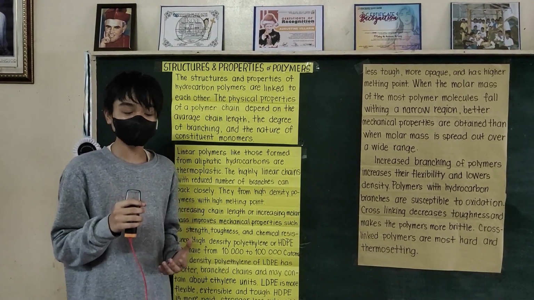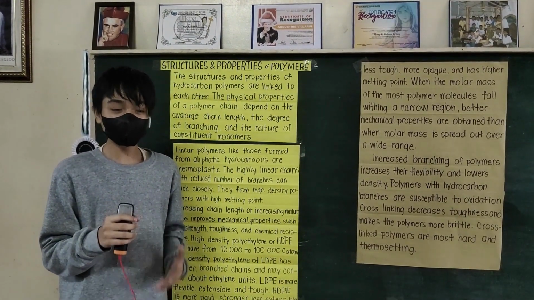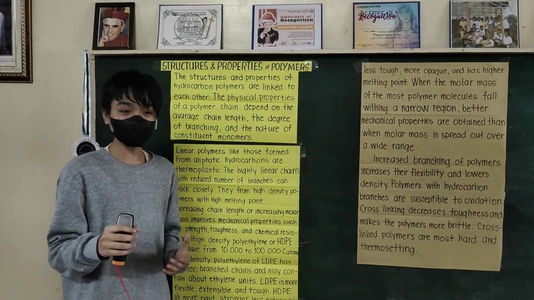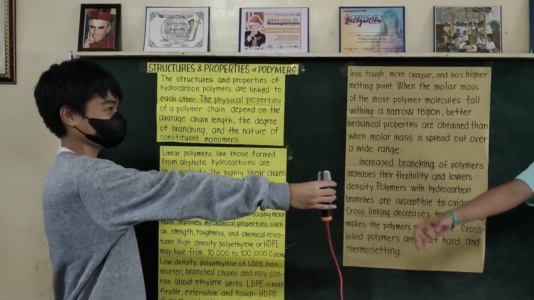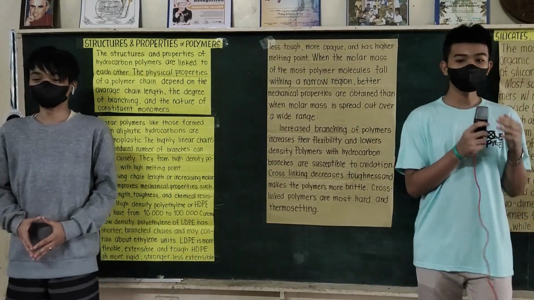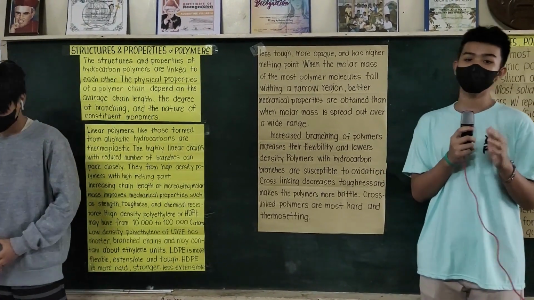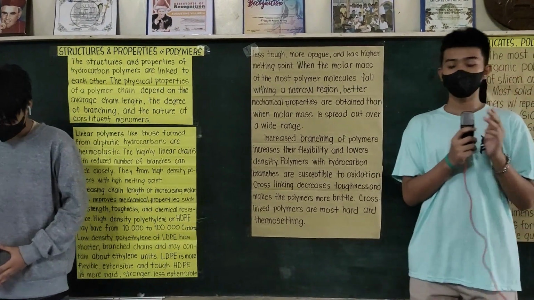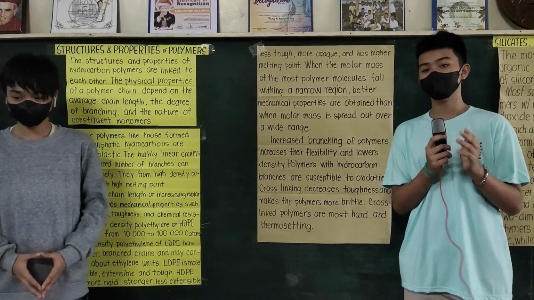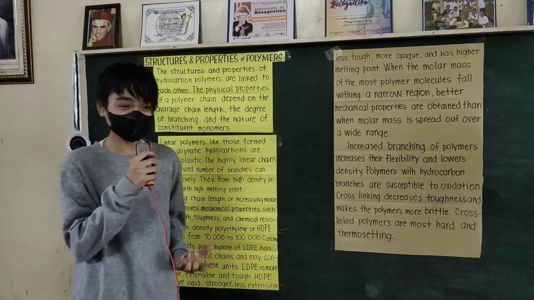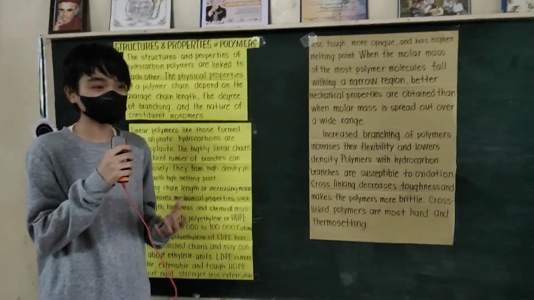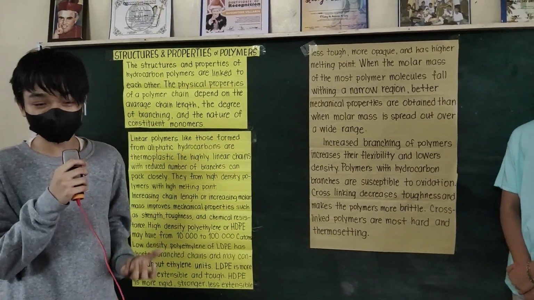Better mechanical characteristics are obtained when the polymer molecules' masses lie within a small range as opposed to when they are dispersed across a large range. Polymers with more branch chains are more flexible and have lower densities. Hydrocarbon branch polymers are more susceptible to oxidation. That's right. Cross-linking strengthens the polymer and increases its brittleness. The most durable and thermosetting polymers are cross-linked. And that's all about the structures and properties of polymers.